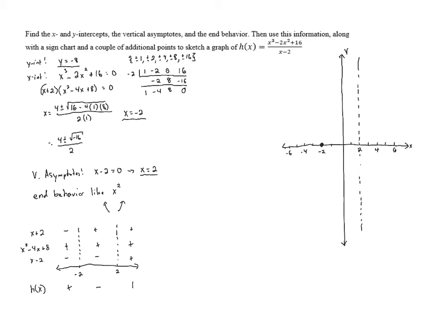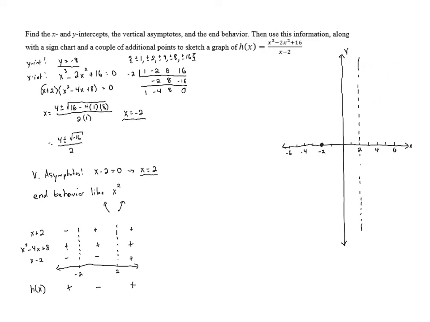So I want to start actually by looking at the rightmost interval from 2 to infinity. We know that we're going to be positive on this interval. So we know that we're going to be staying above the x-axis, and we know that we are asymptotically approaching this vertical line, and then also the end behavior looks like x squared. So on the right, we're going to be going up, looking kind of like a parabola. But we don't have a single point over here to figure out how far we go down.